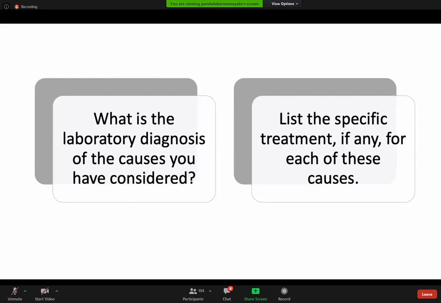Okay. Before we move on to the next slide, consider the penicillin, ceftriaxone, as the first treatment. Would anyone like to add anything else in terms of treatment for any of the differential diagnoses that we are considering in this particular patient? So we have got that someone would like to add doxycycline.